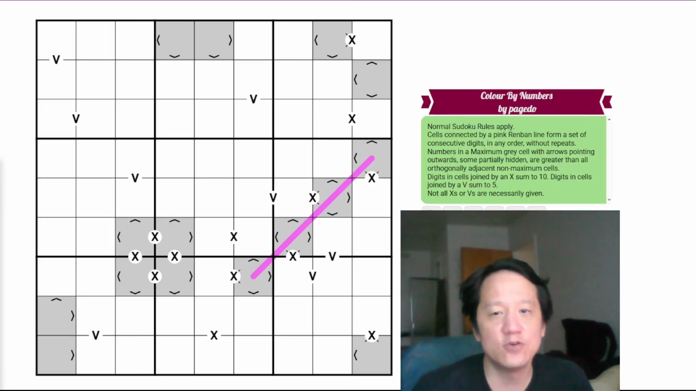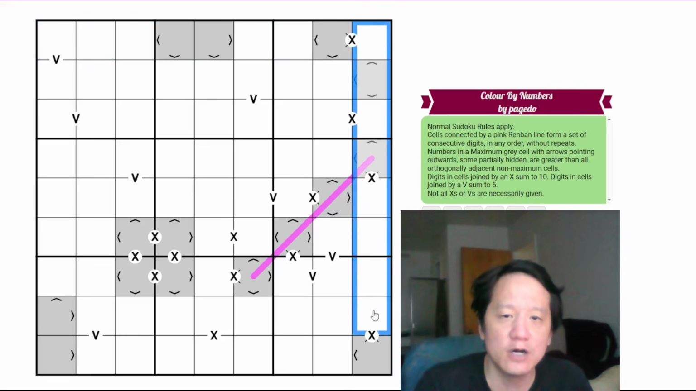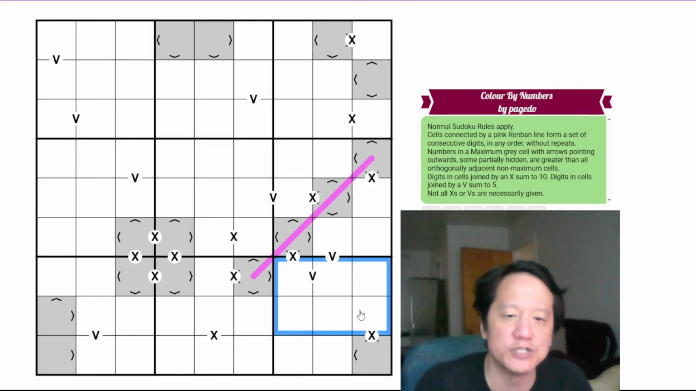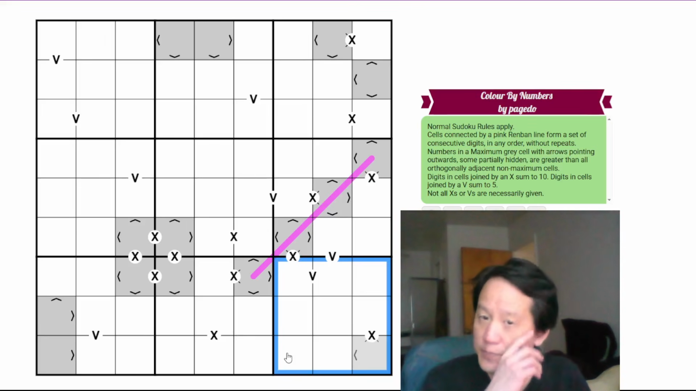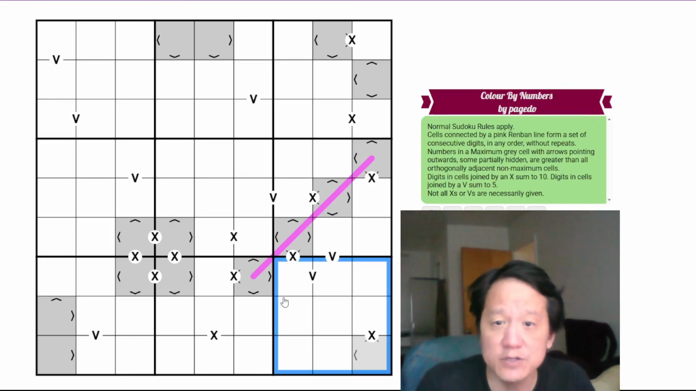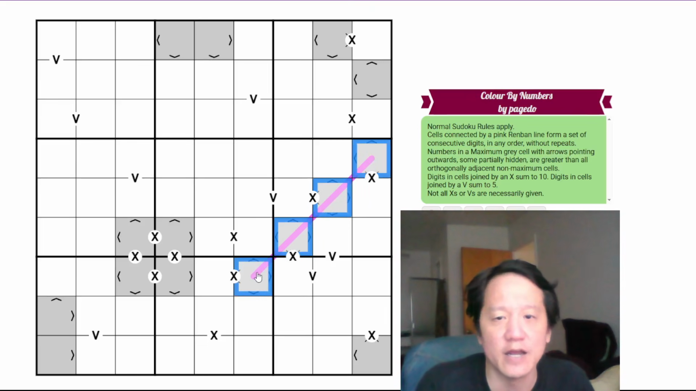Normal Sudoku rules apply, which means in every cell in the grid, place a single digit such that every row, column, and designated 9-cell region contains the digits 1 through 9 exactly once each. Cells connected by a pink Renban line form a set of consecutive digits in any order without repeats.